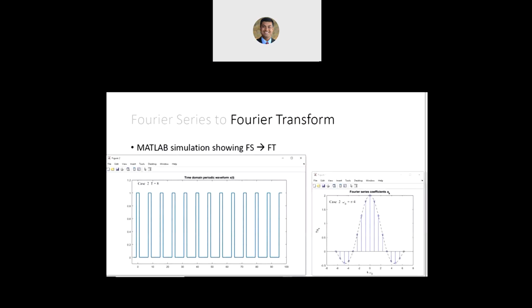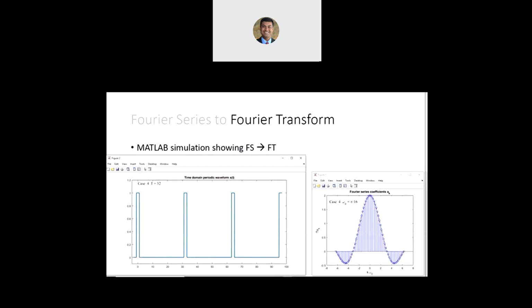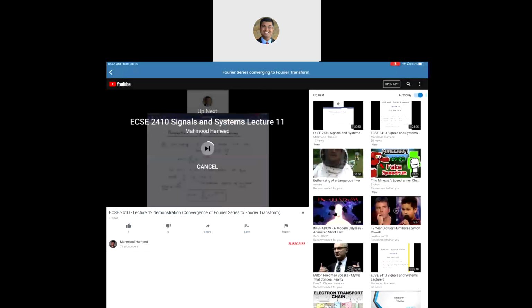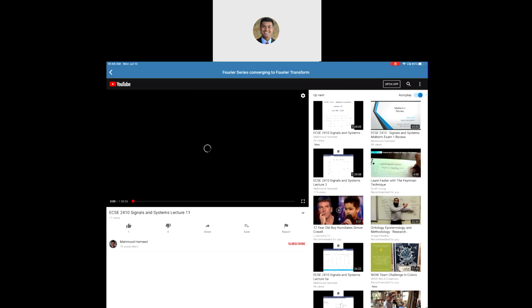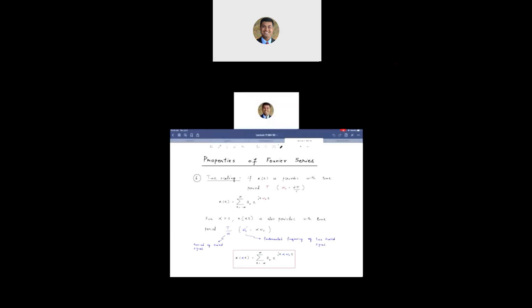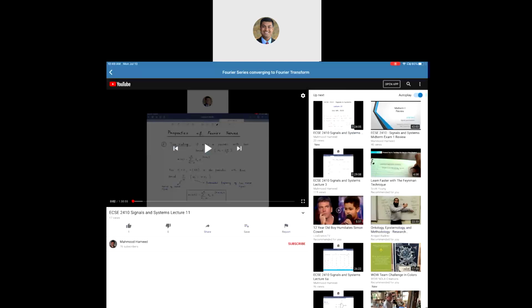Omega naught is pi over 2. Omega naught is pi over 4. Things are getting closer. In time, they are getting spread out more. In frequency, they are getting narrower and narrower, closer and closer. Case 4, omega naught is pi over 16. Case 5, omega naught is pi over 32. And only when you have one pulse remaining, it is looking more and more like the... So let's do this again.